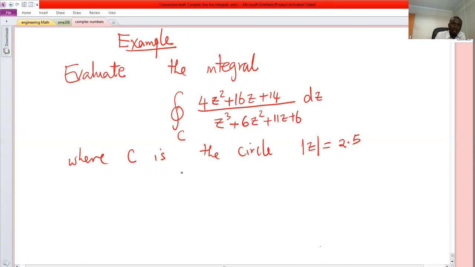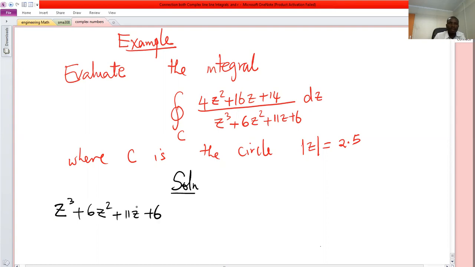So to solve this, the first thing will be to decompose this denominator as a product of linear terms so that we can have the structure of the integral formulas for Cauchy. Now, z³ + 6z² + 11z + 6.